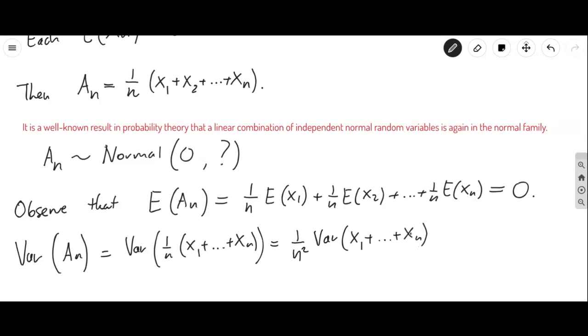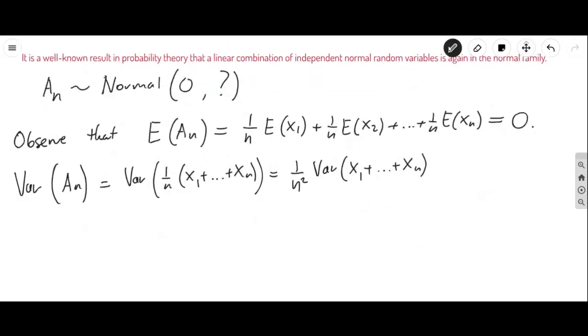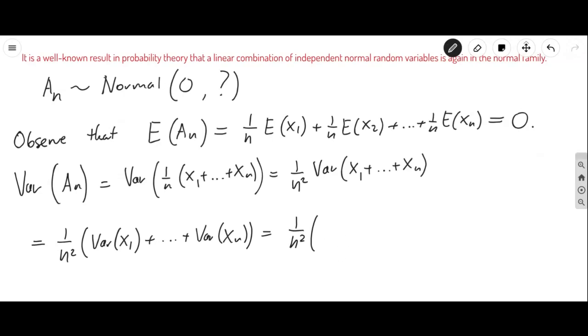Now we use the question on the homework, where you were asked to show that a variance of a sum distributes when the random variables are independent. So this is 1 over n squared, and then we have the variance of x1 plus up to the variance of xn. The variance of x1 is 1, the next one is 3, the next one is 5, and it goes all the way up to 2n minus 1.